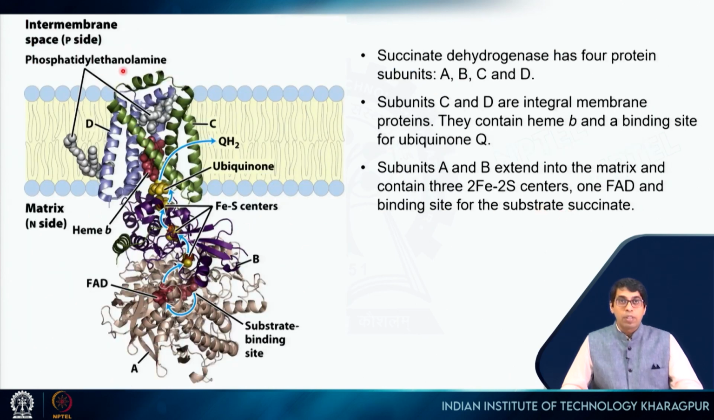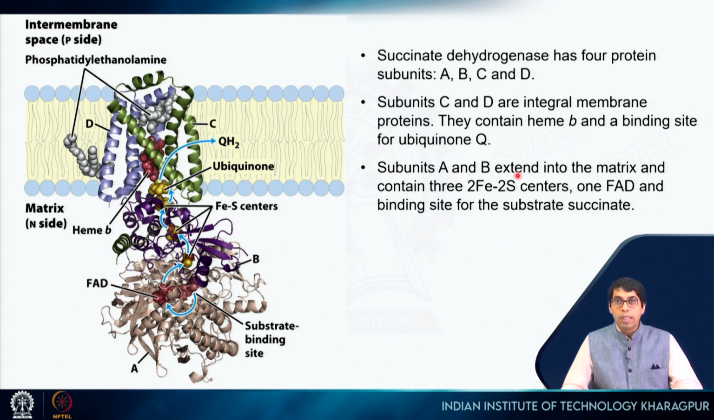So this will be the structure of succinate dehydrogenase. There are 4 subunits A, B, C and D, and you can see that these subunits are labeled here. This is A, B is here, C and D are here. C and D are integral membrane proteins, embedded in the inner membrane of the mitochondria. They contain heme B and a binding site for ubiquinone. Ubiquinone is bound to these subunits, and they also have heme B. This red molecule that you see is heme B.